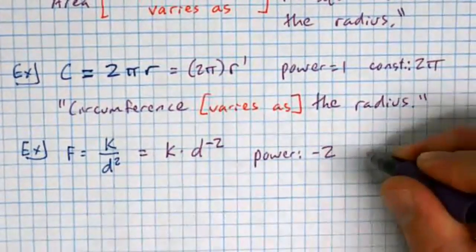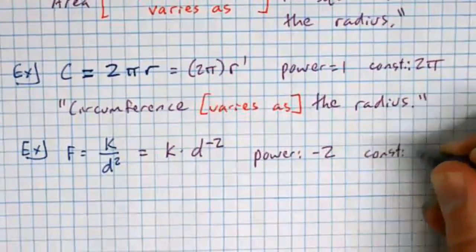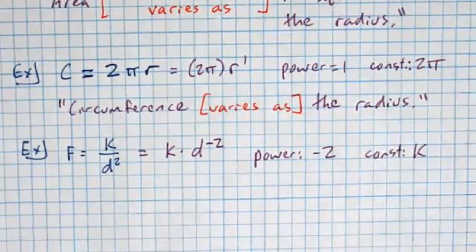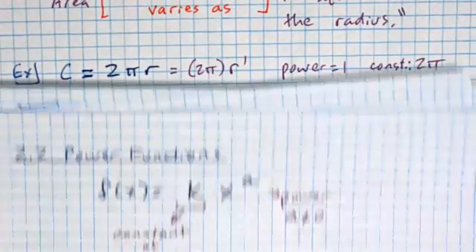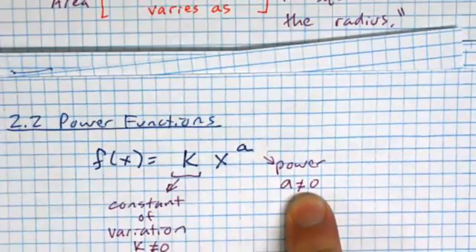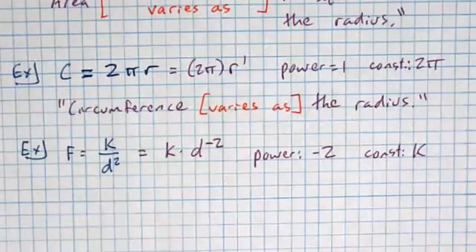And the constant is K. Yep. Irrational powers, yes. So our power function rules are that the power cannot be equal to 0. So it needs to be a real number, not equal to 0. So not imaginary. We won't get into imaginary powers just yet. Wait for semester 2 for that.